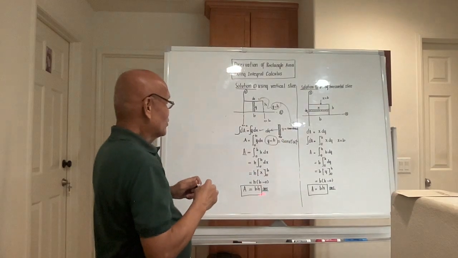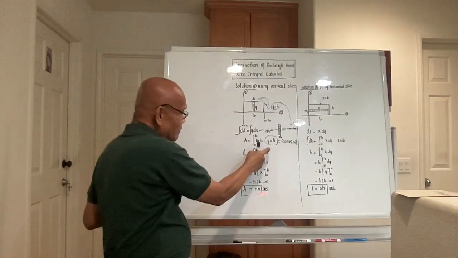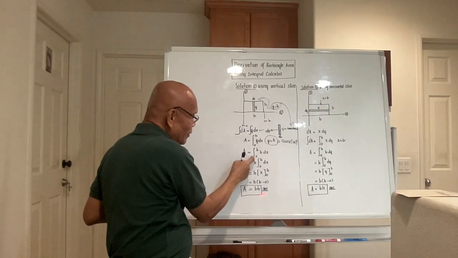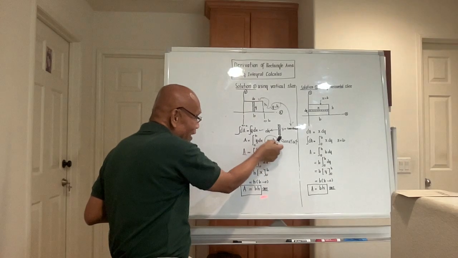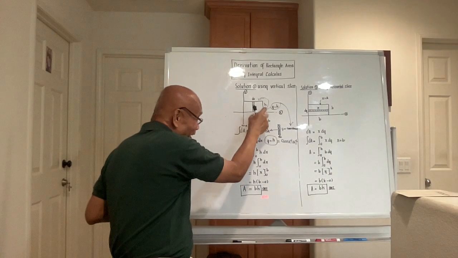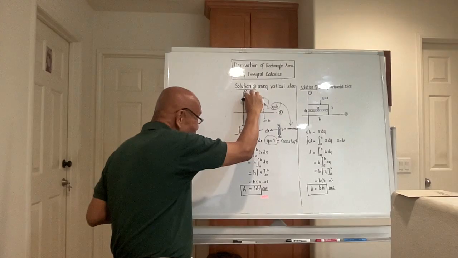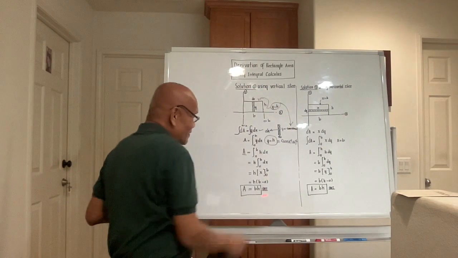Okay? So, bringing back this y equal to h inside, it will become the integral from 0 to b of y, which is actually h. For a rectangle, the equation of this line here is y is equal to h. It's a horizontal line. Okay, h dx.